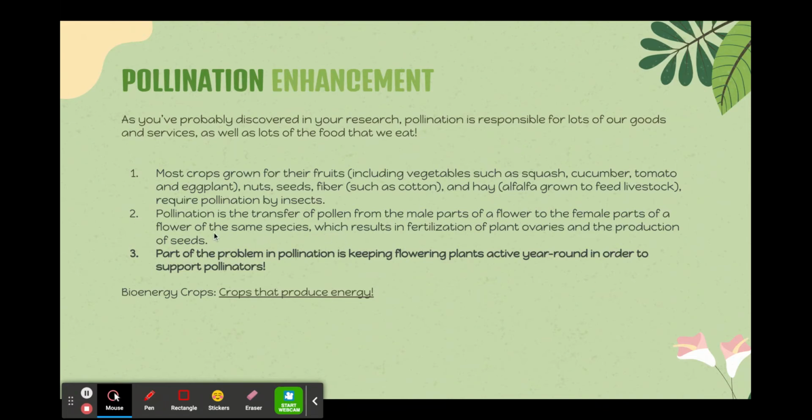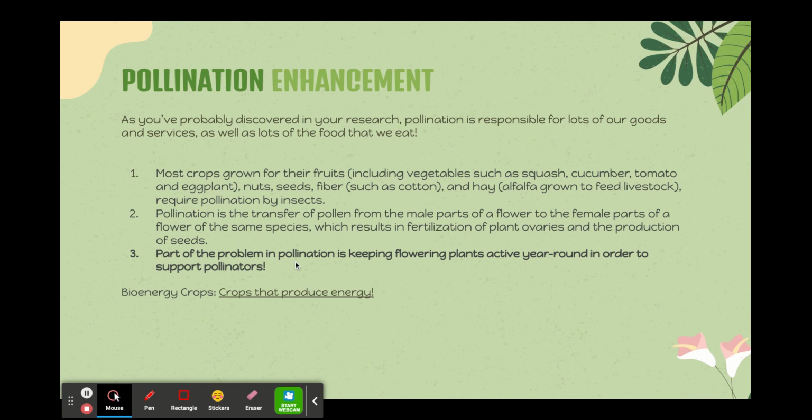And just so that you have it, the definition of pollination. So, what actually happens? It's the transfer of pollen from the male parts of the flower to the female parts of the flower of the same species, which results in fertilization of plant ovaries and the production of seeds, which will then also increase the amount of those seeds of that specific plant in those areas. Okay, so it will allow for more production of those plants.